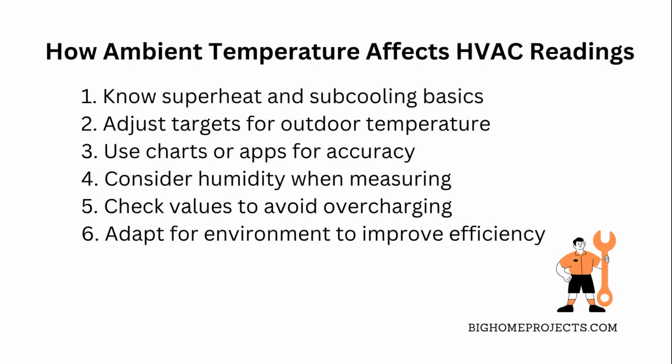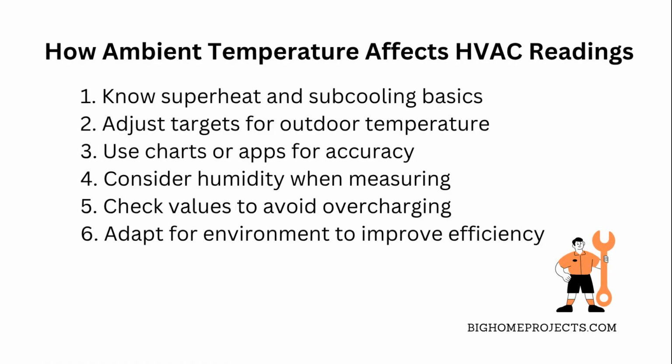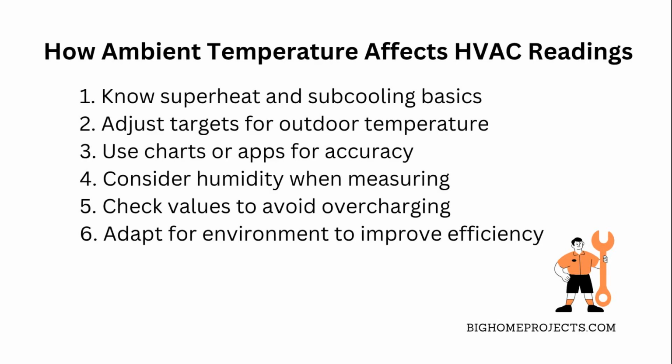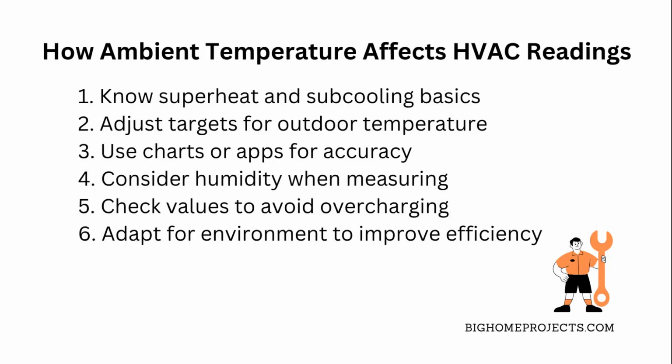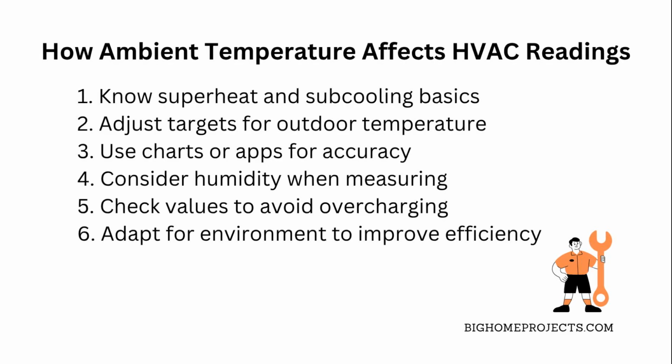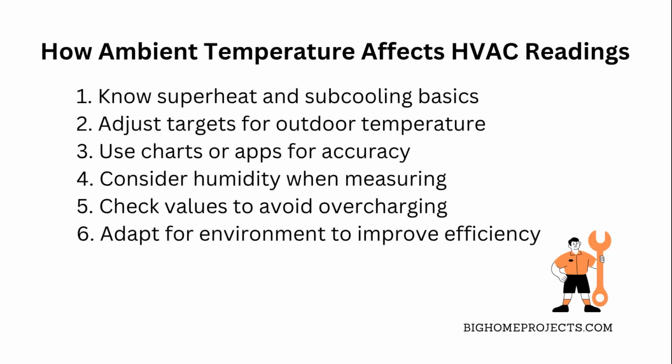When the ambient temperature changes, it affects how heat moves through those coils. On a hot day, your coils have to work harder, so your superheat might go up because the refrigerant picks up more heat. Conversely, on a cold day, superheat can drop since there's less heat to absorb. Same deal with subcooling. If it's super hot outside, the condenser struggles to cool refrigerant down, so your subcooling numbers might be lower than usual.